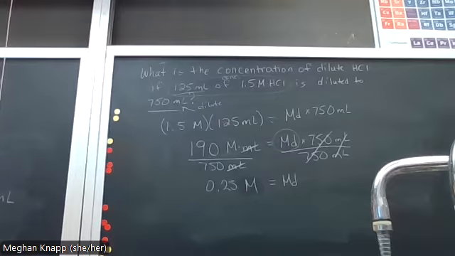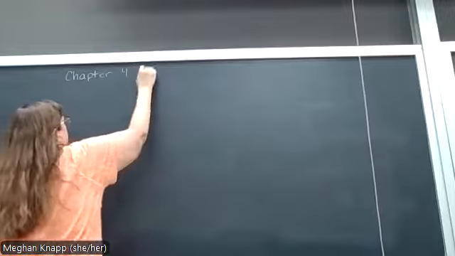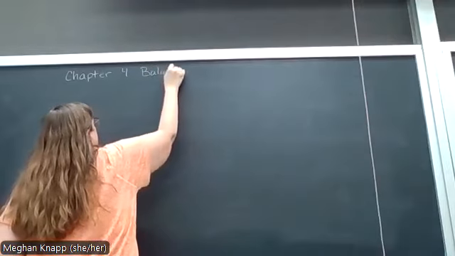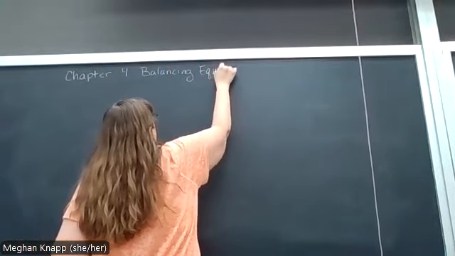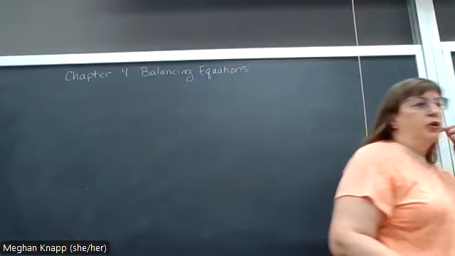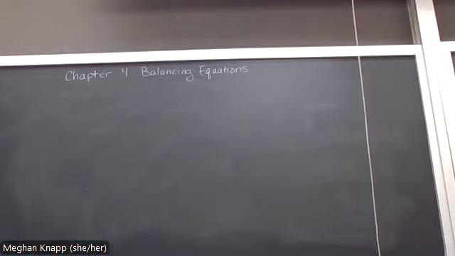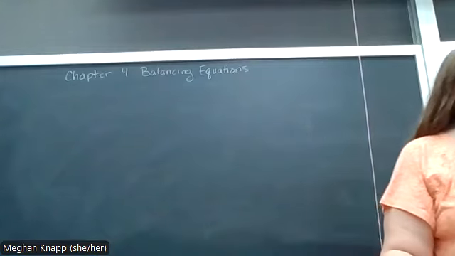All right. Now, we're going to go on to chapter 4 and balancing equations. So when we balance an equation, what we're gonna do is try and make sure that we have the same atoms on each side of the equation. And the reason we do this is because of conservation of mass. So if you remember, conservation of mass says the mass of the reactants equals the mass of the products, right?